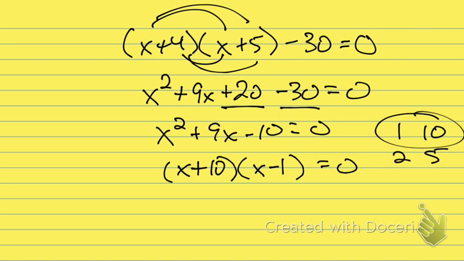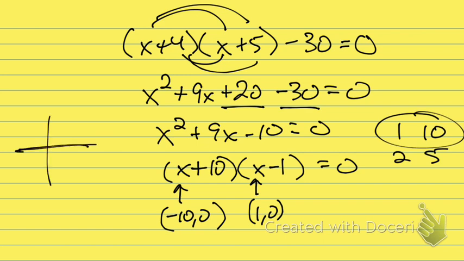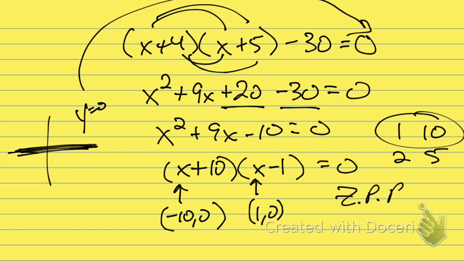Feels like we're done, doesn't it, a little bit? We're not done. These are not the solutions. The solutions are negative 10 and 1. Those are the answers that make it equal 0. Those are the answers where it crosses my x-axis, because at my x-axis, y equals 0, and the zero product property says if this happens or if this happens, it equals 0. We kind of just put it all together, didn't we? A lot of different lessons all in one.